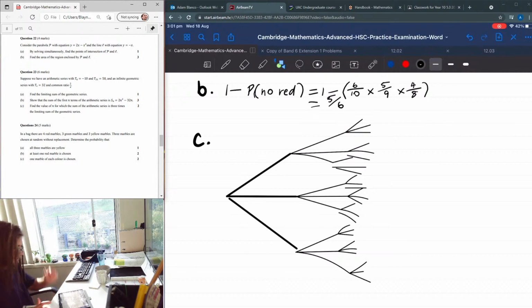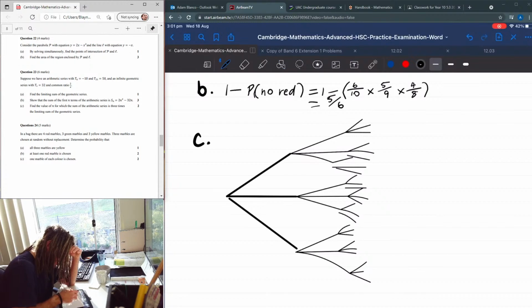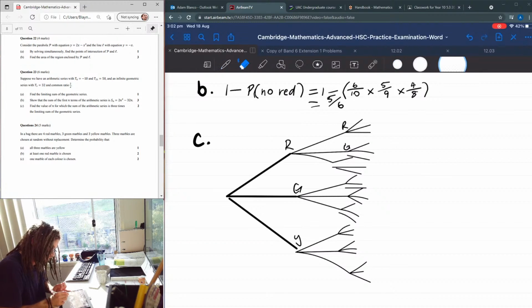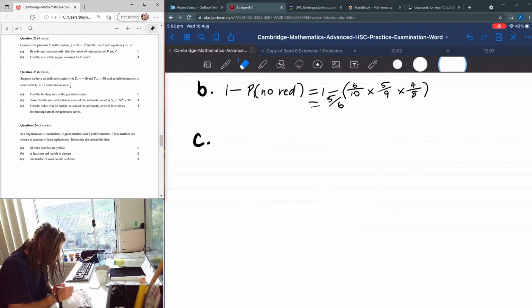Oh, this is an extension 1 question. Red, green, yellow, red, green. Okay, did this say without... this question sucks. Okay, well, screw that up. Right, let's just look at the cases.